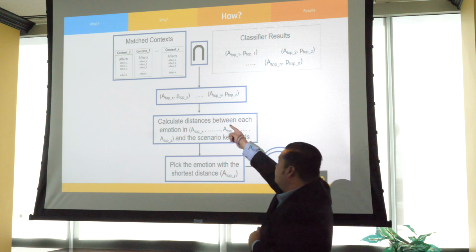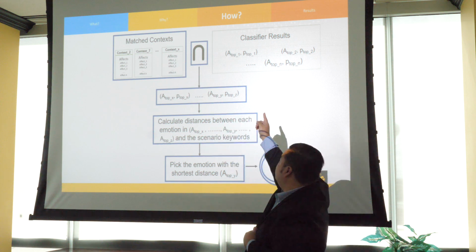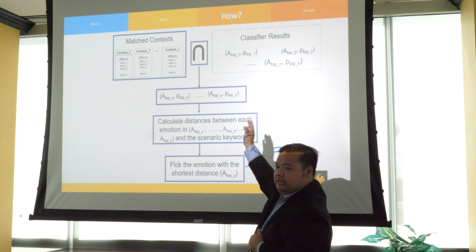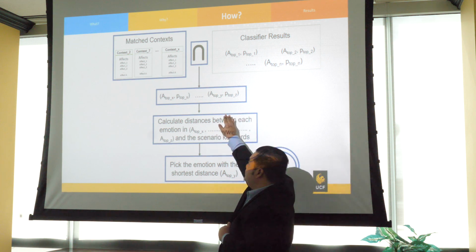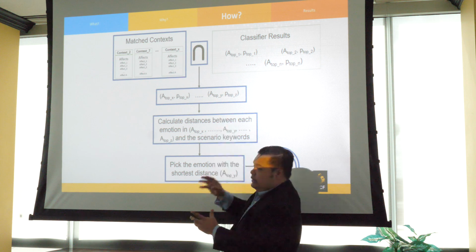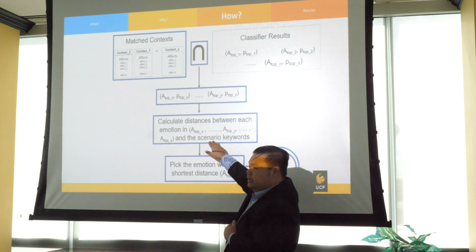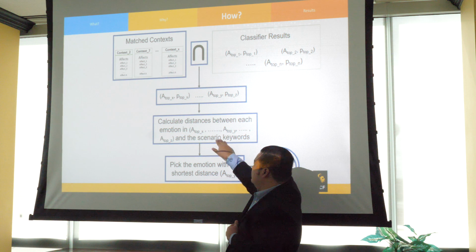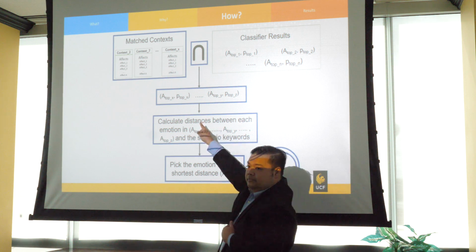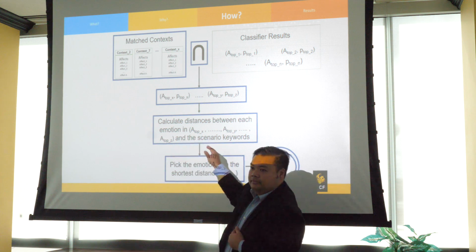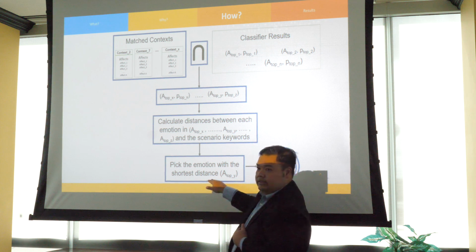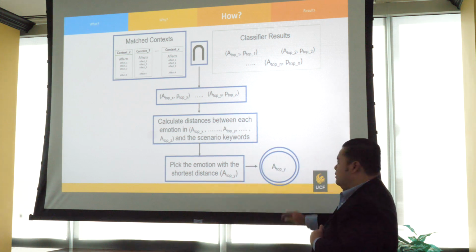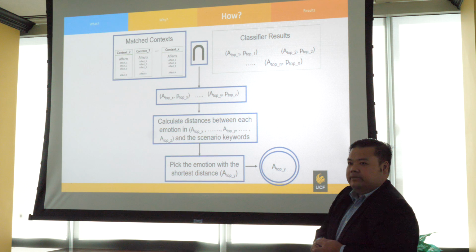So from that match context, I find the intersection between our classifier result, almost like the same one before, model number 1, and the intersection between the two. I get it from here, and then I calculate the distance between whatever emotion we have listed here and the scenario description keywords that we originally had. Then basically pick the emotion with the shortest distance, and that's the kind of emotion that the speaker is trying to convey.